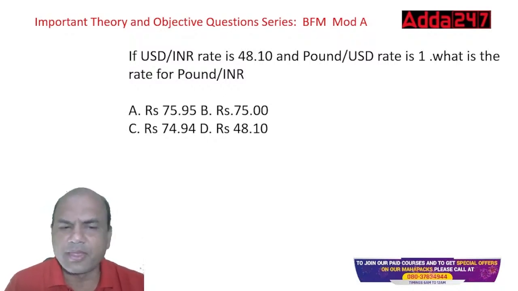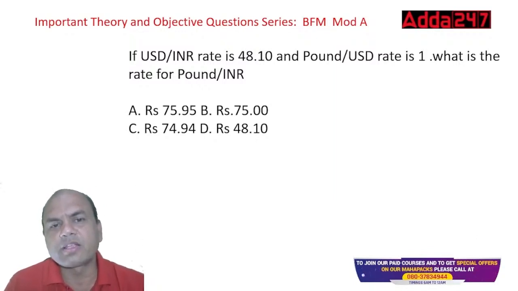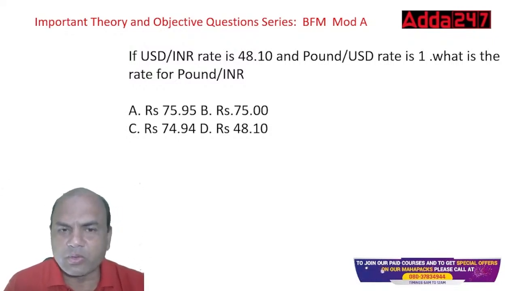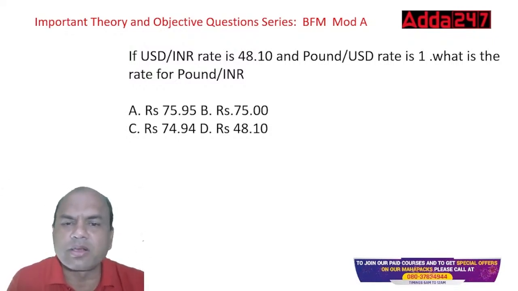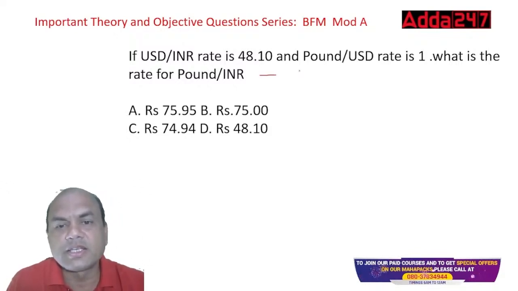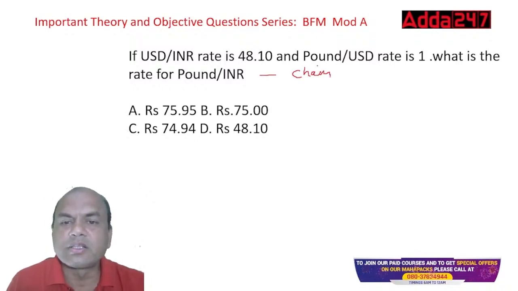Okay? Yeah. So the USD to INR rate is 48.10 and the pound to USD rate is 1. What is the rate for this pound to INR? Now the question over here is, which rule will we be using? Type in the comment section. It is called the chain rule. Chain, correct? What is the chain rule? The chain rule is written like this: pound to INR. We want it in rupees, right? You had this in JIB, no?